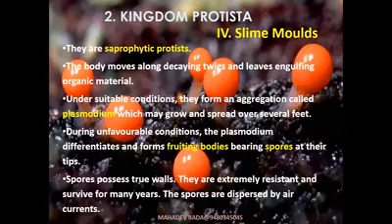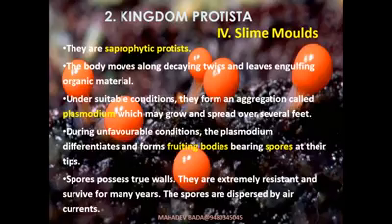From that, under suitable conditions, they form an aggregation called plasmodium, which may grow and spread over several feet. During unfavorable conditions, the plasmodium differentiates and forms fruiting bodies bearing spores at their tips, and they suspend their activities. Spores possess true walls. They are extremely resistant and survive for many years. The spores are dispersed by air currents.